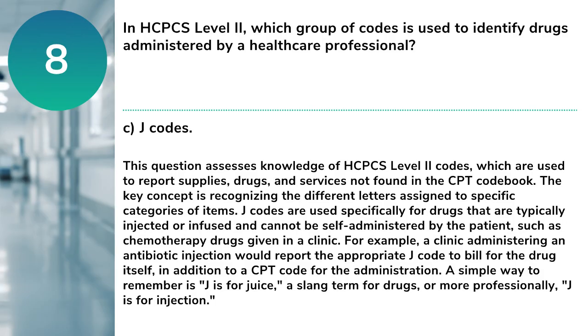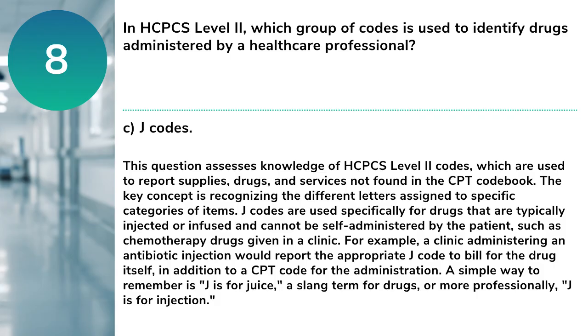Answer: C. J codes. This question assesses knowledge of HCPCS Level 2 codes, which are used to report supplies, drugs, and services not found in the CPT codebook. The key concept is recognizing the different letters assigned to specific categories of items. J codes are used specifically for drugs that are typically injected or infused and cannot be self-administered by the patient, such as chemotherapy drugs given in a clinic.